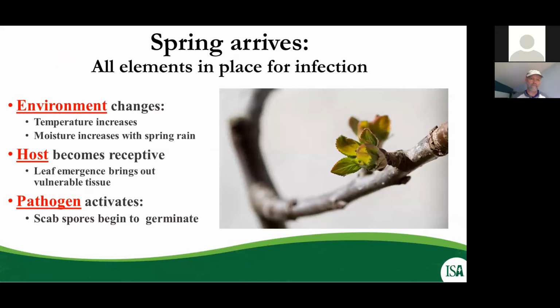But when spring arrives, the environmental changes that show up are temperature increases and moisture increases with spring rain. It's very well documented that as the temperatures warm up, the time for the infective period decreases. So the conditions in the environment change to make that all possible. At the same time, the host becomes receptive: leaf emergence brings out the vulnerable tissue, that soft new tissue about the size of a mouse ear or squirrel ear, without any waxy cuticle or protective surface over it. So it's very vulnerable when the temperatures are warming up and when the leaf surface gets wet. And at the same time, all the spores are germinating in that leaf litter down below the crown of the tree. So now in the disease triangle, you've got all three of the elements in place. The environment, the host, and the pathogen are all coming together to make that disease start to happen again.